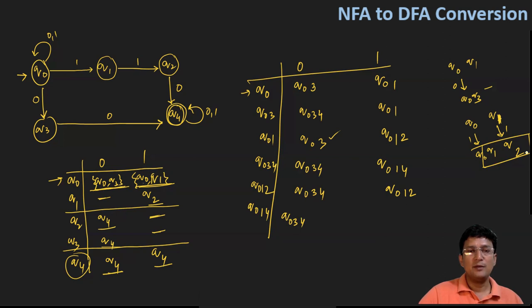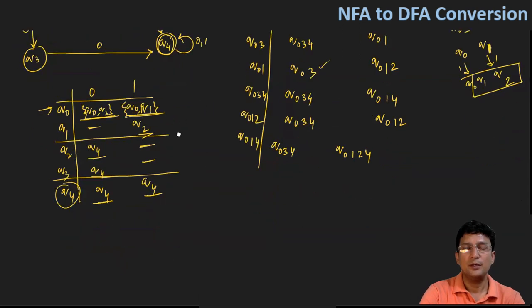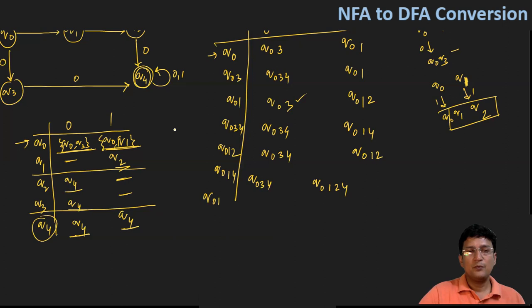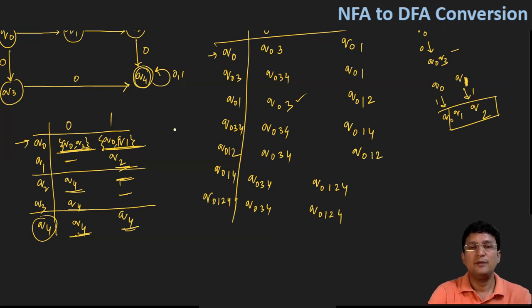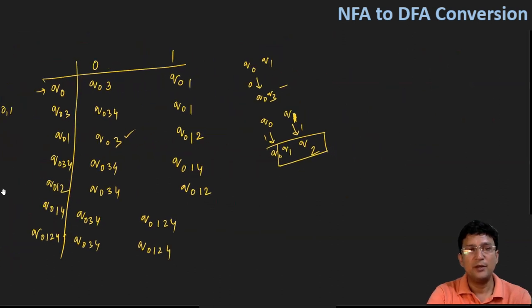Now Q014 on getting a symbol one. So Q0, Q1, Q2, and Q4 means Q4. So this is a new state, Q0, 1, 2, 4. This is the new state that we observe here. So Q0, 1, 2, 4 on 0: Q0, Q3, Q4, Q4. So Q0, 3, 4. Q0, 1, 2, 4 on 1: this is going to Q0, Q1, this is going to Q2, 1, 2 is undefined and 4 is Q4. So this is 0, 1, 2, 4. No new state. So here we are ready with the transition table of the DFA.